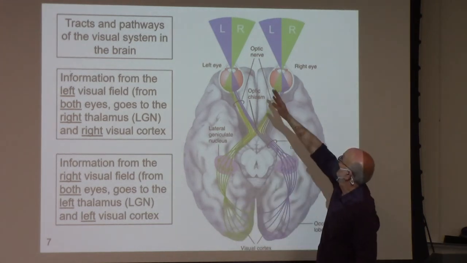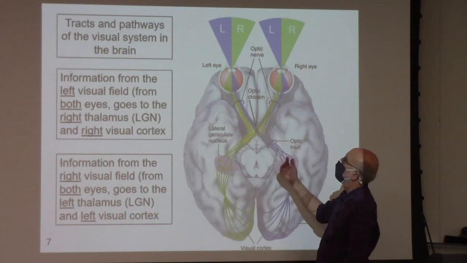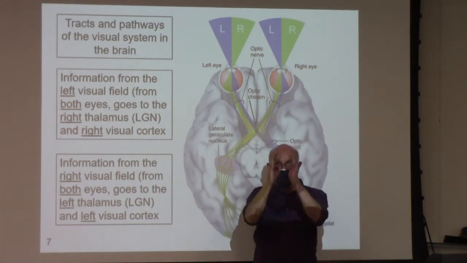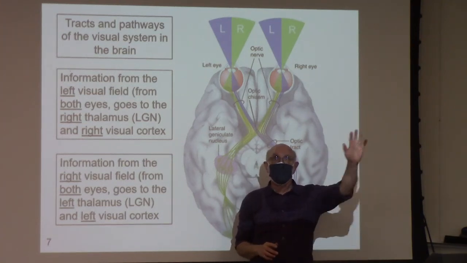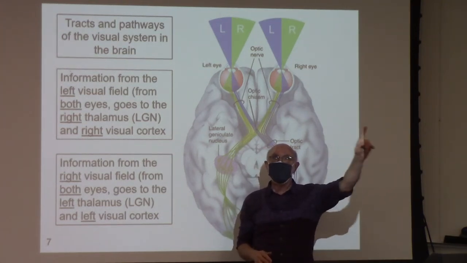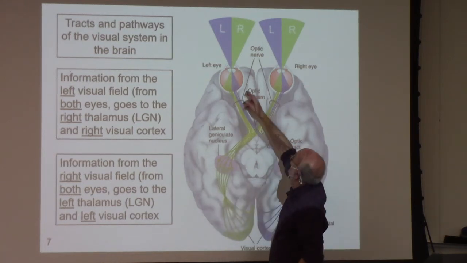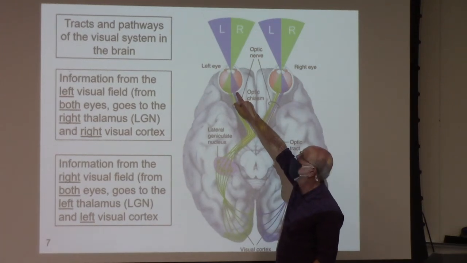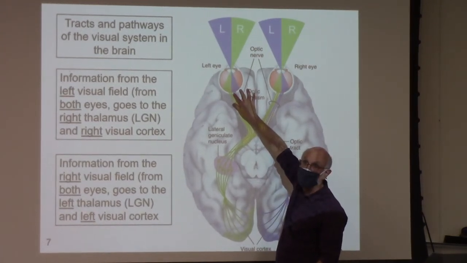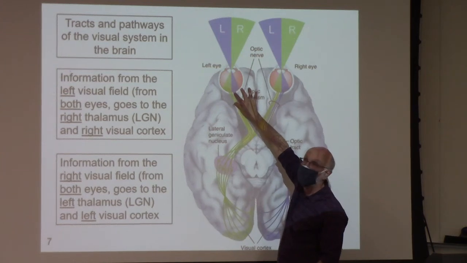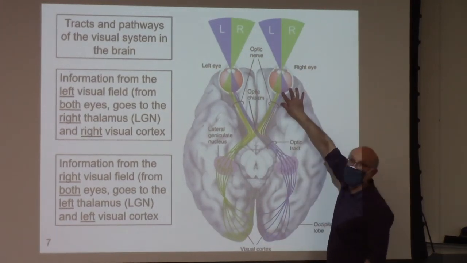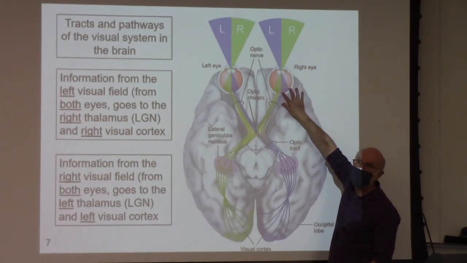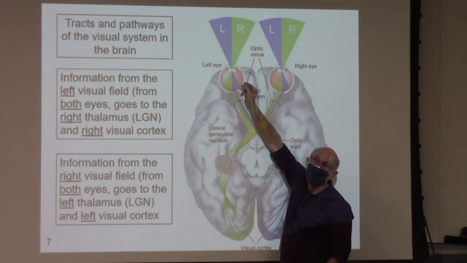Here's how that works. So we're looking at it from above, or from below, doesn't matter. We've got a left field and a right field, so I'm looking at the camera. Both of my eyes are seeing my left field. The left field is projected onto the medial part of the retina of the left eye, and the left visual field is projected onto the lateral retina of my right eye because of optics.